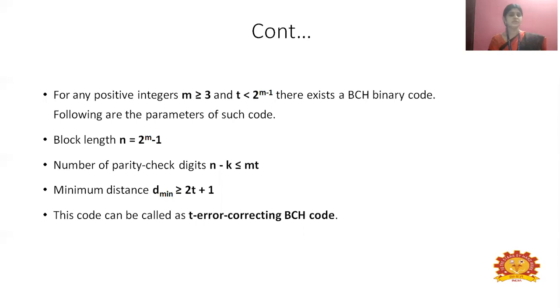For example, if we put t equal to 1, then the minimum distance d will be greater than or equal to 3. If d minimum is greater than or equal to 3, this type of code can be used to correct only one error, in only one bit.